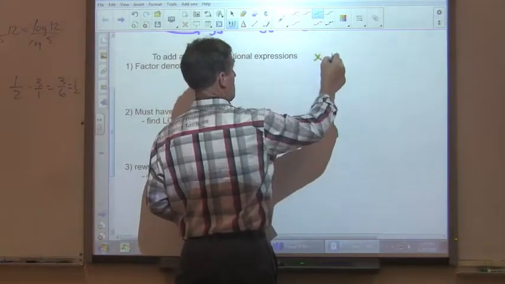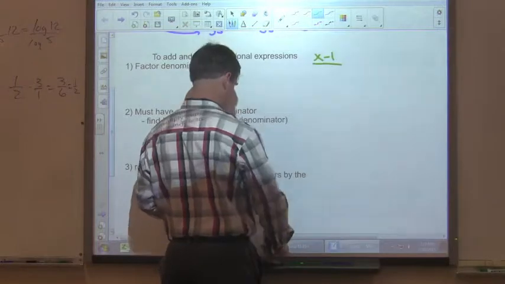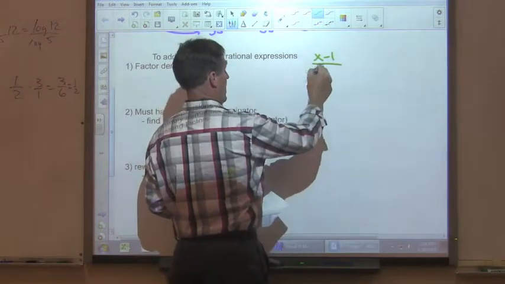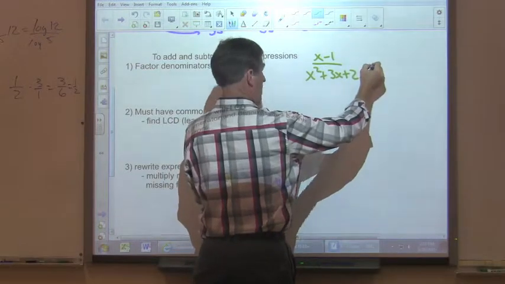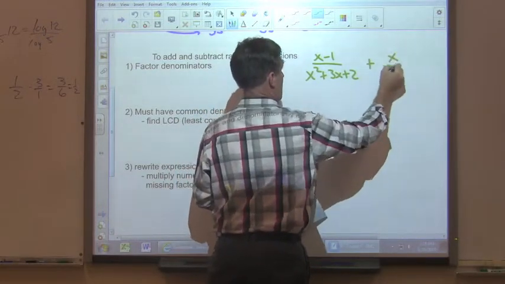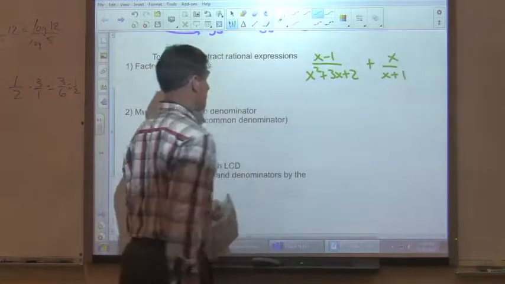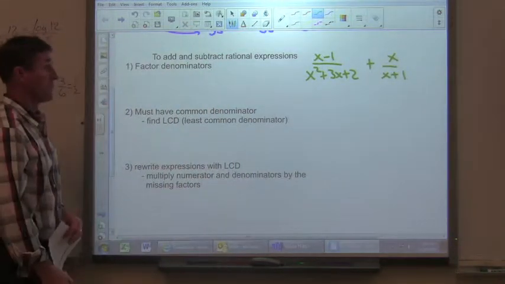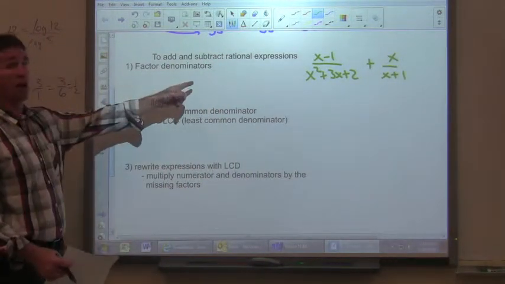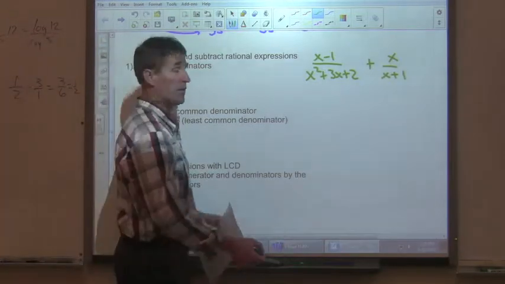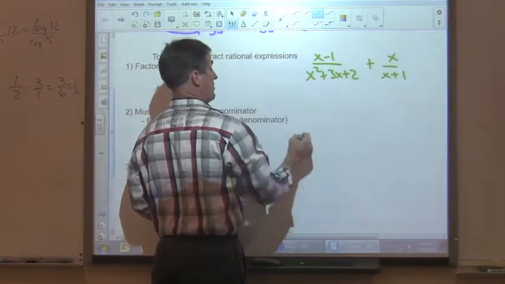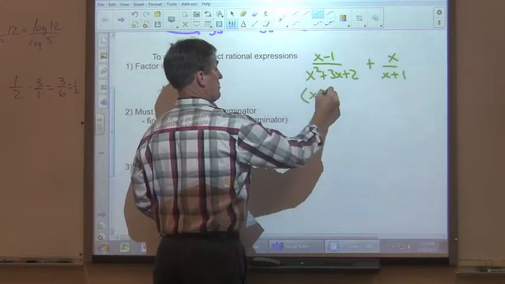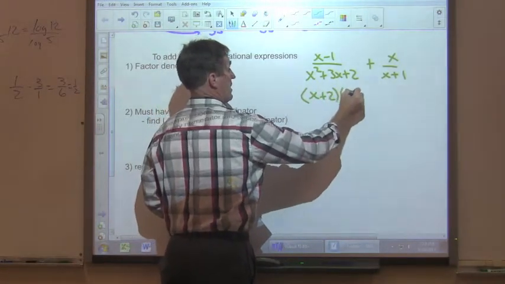So x minus 1 over x squared plus 3x plus 2, plus x over x plus 1. So the first thing it asks us to do is factor the denominators. Remember, the denominator is the bottom part. So in this case, we can factor that, and that factors into x plus 2 and x plus 1.